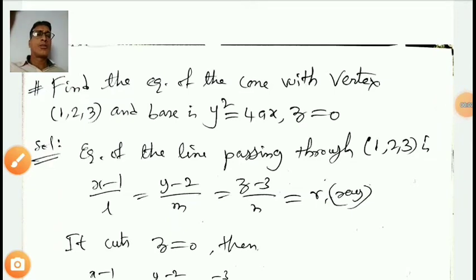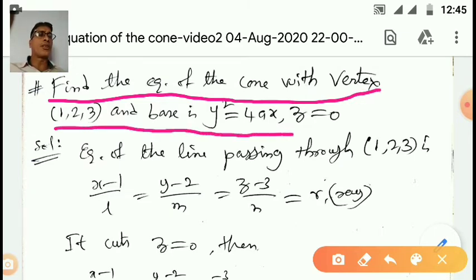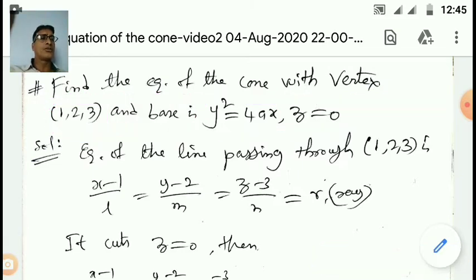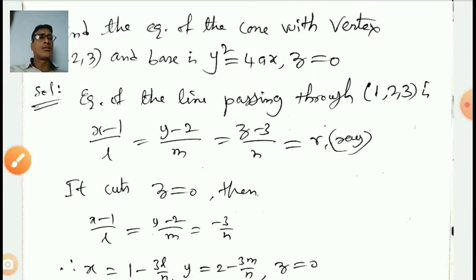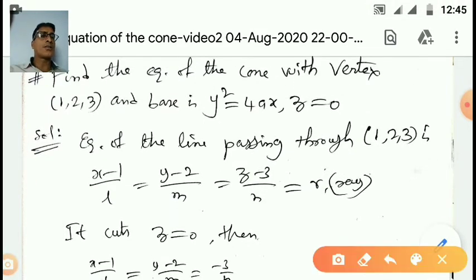See this problem. Find the equation of the cone with vertex (1, 2, 3) and base y² = 4ax, z = 0. Here we are given that (1, 2, 3) is the vertex of the cone and this is the base curve or guiding curve. Whenever you are given the base curve and vertex, you can find the equation of a cone. The procedure we follow here is, by observing the equation of the base curve, you can easily see that z = 0.